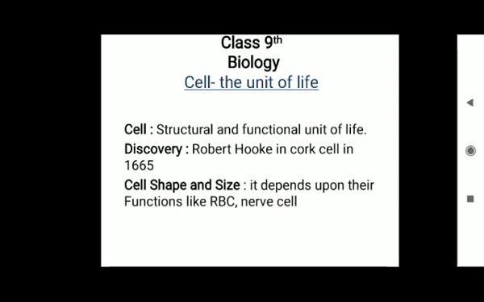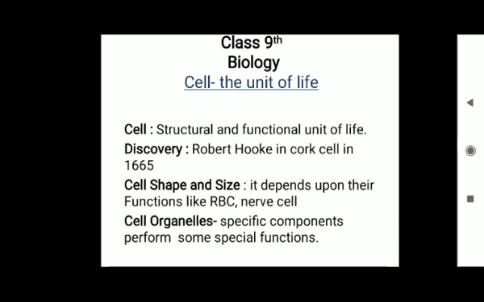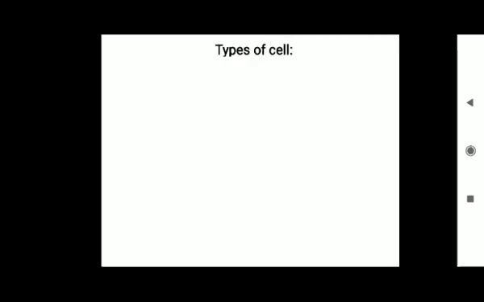Cell shape and size, as you all know, depend upon their functions. Like RBCs have a biconcave shape. Nerve cells are quite long because of their function. According to their function, the shape and size of cells are designed. That is very important. Now, what do you mean by cell organelles? Cell organelles are the specific components that perform some special functions, like mitochondria, endoplasmic reticulum, Golgi bodies, etc. Like a body has different organs performing different functions, in the same way, a cell has different cell organelles that perform special functions.